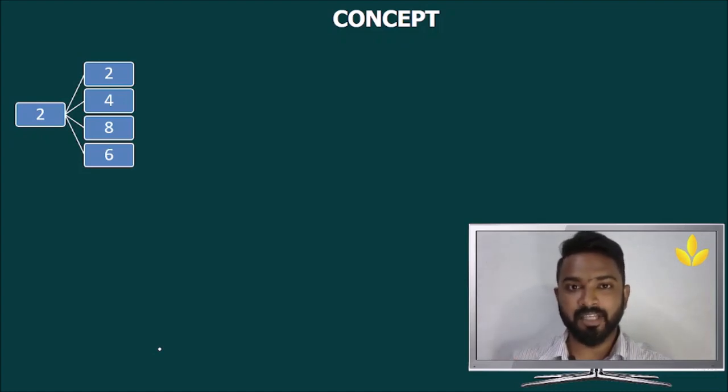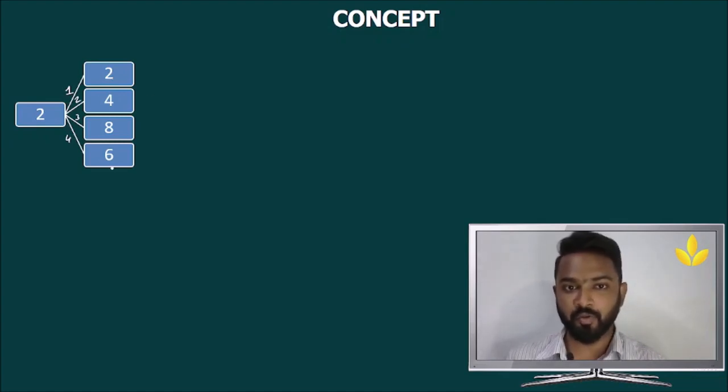This is the power cycle of 2. Now why is it called a power cycle? It's because 2 power 1 is 2, 2 power 2 is 4, 2 power 3 is 8, 2 power 4 is 16 and 16 ends with 6. So we only care about the units places over here. So this is about powers. Why cycle? That is because this keeps on repeating.